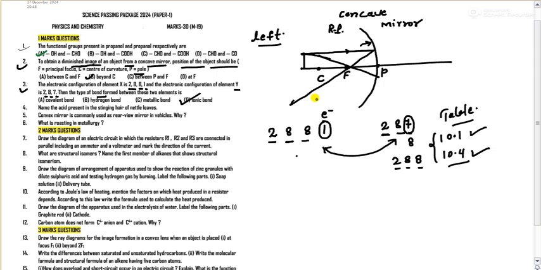This will be in the form of minus, for example, Cl minus, Na plus. So the answer is ionic bond. Got it?